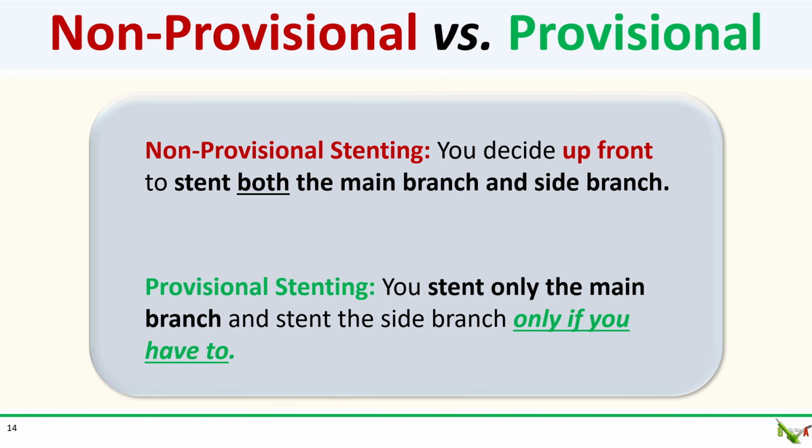On the other hand, in provisional stenting, you stent only the main branch and leave the side branch alone, unless something happens during the procedure that then requires you to also stent the side branch.